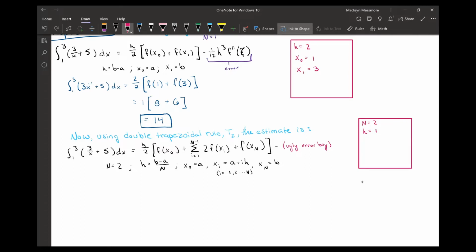H is 1. X sub naught is 1. X sub n is 3. And so then you also have to find your different x sub i's. So in this case, for x sub 1, that would be a, which is 1, plus i in this case, which is 1, times our h, which is also 1, which is 2.